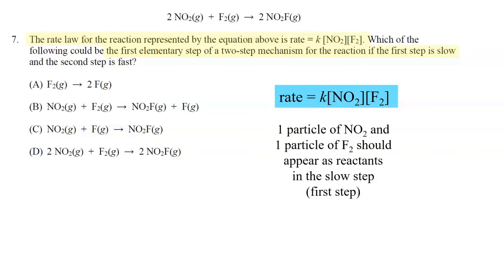So in that slow step, the first step, there should be one particle of NO2 and one particle of F2 that appear as reactants. So the correct answer to question 7 is choice B, because it's the only choice that features exactly one particle of NO2 and one particle of F2, and then that matches the order in the rate law for that slow rate determining step.